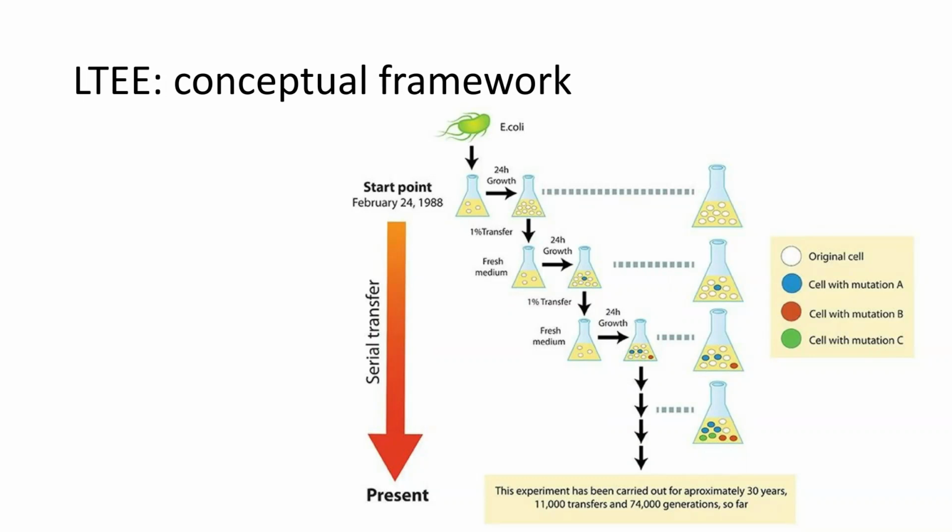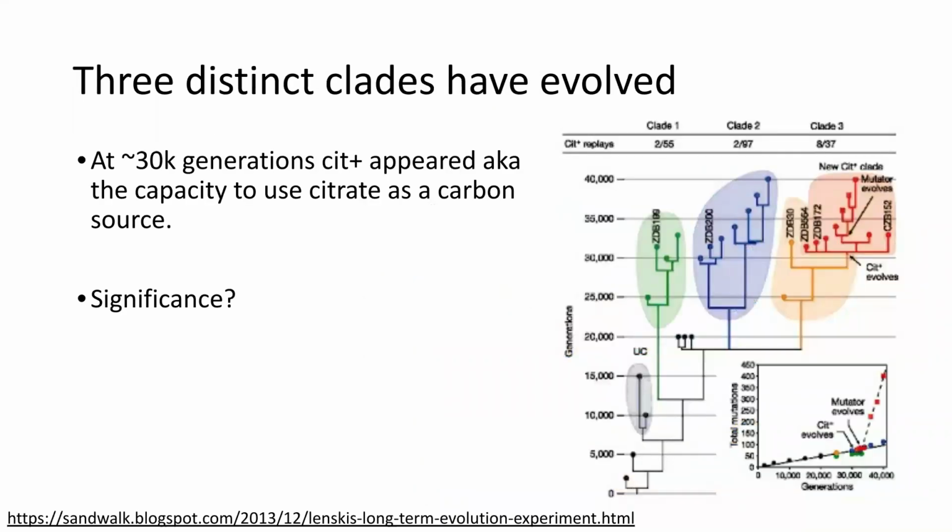So let's talk about what we know. So at 30,000 generations, well, actually, let me take this back. We have three distinct clades of E. coli evolved. So they're color coordinated here. And the important thing about this is this red clade here. And this red clade is what we call the CIT plus clade. And it evolved around about 30,000 generations.